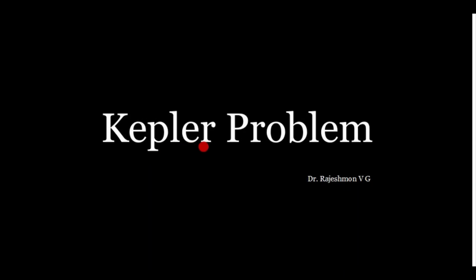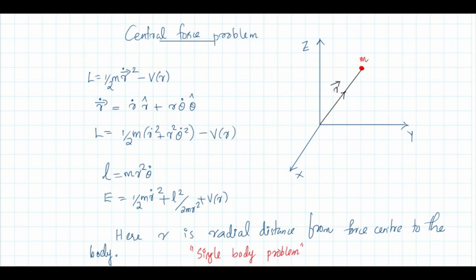In this lecture, I will explain the Kepler problem and will give you the explanation of the three laws of planetary motion. In the last lecture, we discussed the central force problem, and we had the Lagrangian L equal to half m r dot square. This is vector r dot square minus V of r.